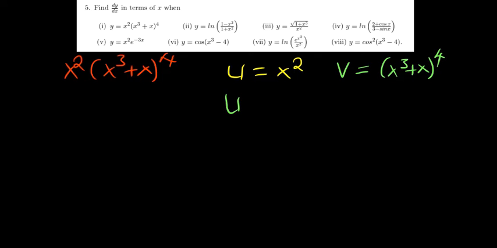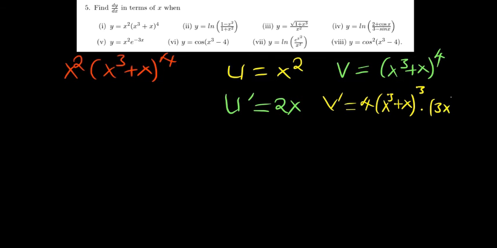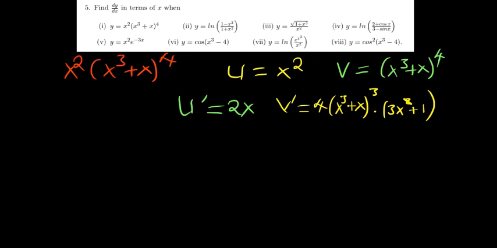So u prime is going to be 2x, then on the other side v prime is going to be 4 times x to the power 3 plus x, to the power 3. The power has to reduce by 1, right? We are applying the chain rule to differentiate v. So when the power reduces by 1, it becomes 3. Don't forget you're supposed to multiply by the derivative of what is in the brackets. So that is 3x squared plus 1. Okay. So due to lack of enough space, let me move it a bit. So that's what we have. So we have applied the chain rule to differentiate v.